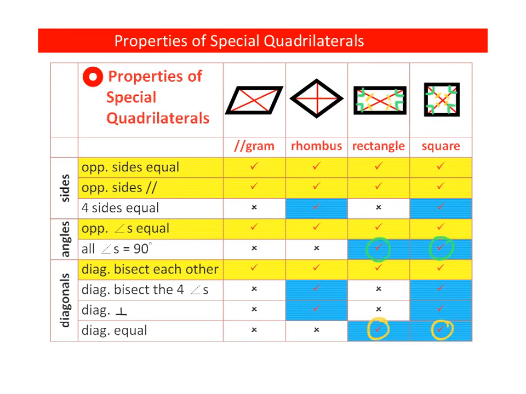As a square is also a rectangle, they will have the same properties. All angles are right angles, and the diagonals are also equal in length. I hope this table can let you know more about the similarities and differences between these four quadrilaterals.